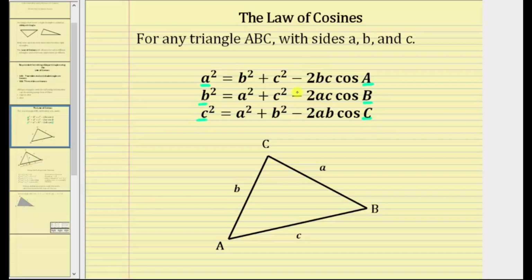And now focusing on the right side of the equation, notice if we have b squared plus c squared, we have b times c here. If we have a squared plus c squared, we have a times c here. And if we have a squared plus b squared, we have a times b here. Recognizing these patterns should make it easier to remember the law of cosines. And now let's derive the law of cosines.